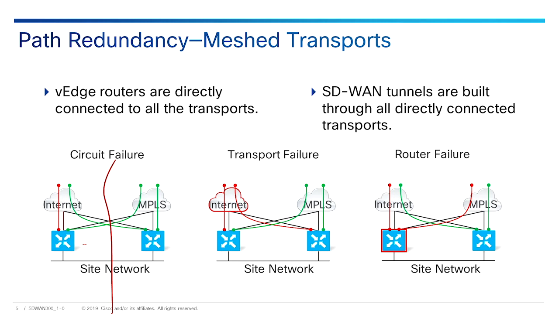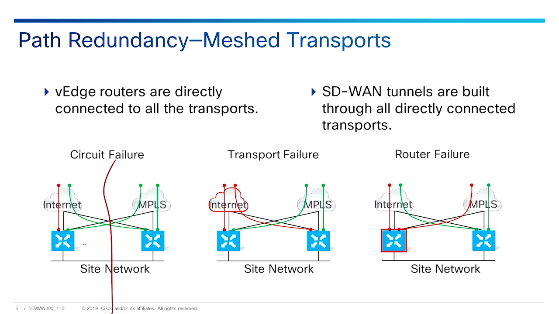So during a circuit failure, both edge routers maintain WAN connectivity to at least one transport provider. During a transport failure, both edge routers maintain WAN connectivity to the remaining transport provider. In the case of a router failure, the remaining edge router maintains connectivity to both transport providers.